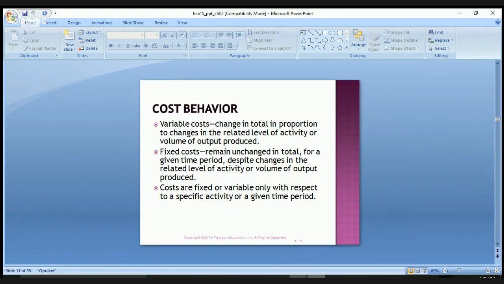But your fixed costs are those costs that do not change based on production. So it would be your rent, your property taxes, your insurance on the vehicle, salaried employees. Those are fixed costs. Now, variable costs for employees, which ones are those? Those are your hourly people, right? They would be considered variable because the number of hours determines how much you pay. Costs are fixed or variable only with respect to a specific activity or a given time period. We'll be talking about that more later on. Any questions so far?